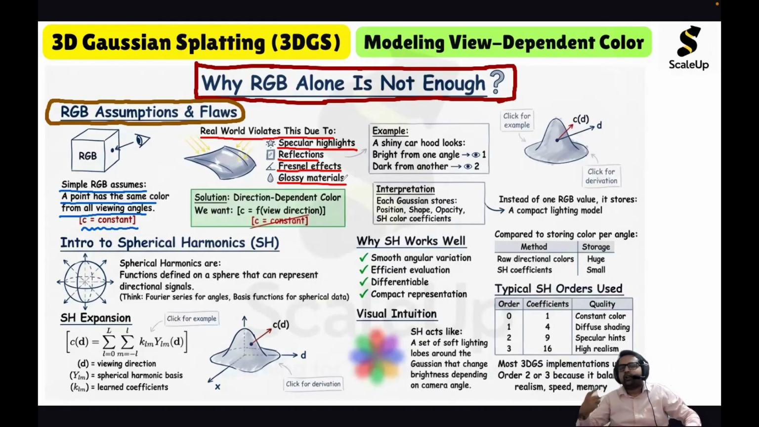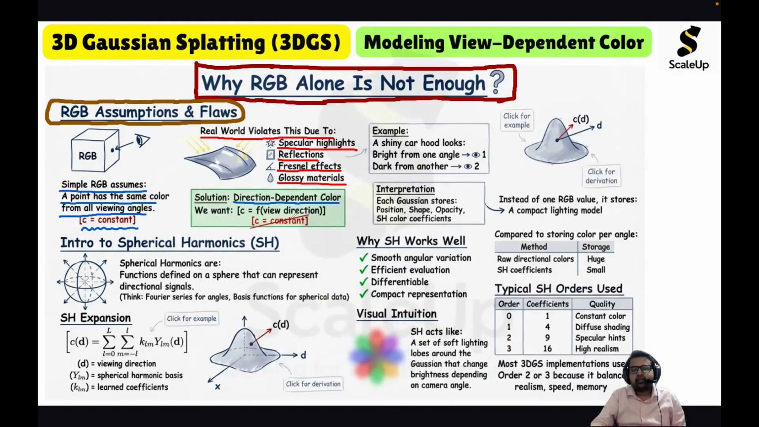And in the real world, for the same point, if we look at it from different angles, the color changes. So that's why RGB is not a good choice to represent the colors of a 3D Gaussian, because a 3D Gaussian will represent a real scene. And since it will represent a real scene, it has to take care of the lighting conditions. The solution for that is direction dependent color.